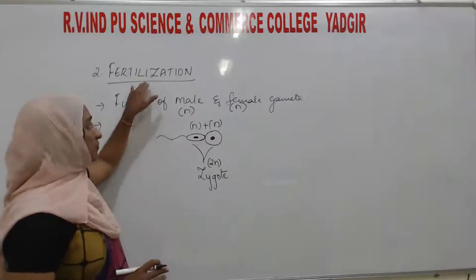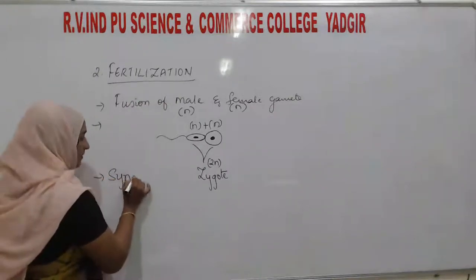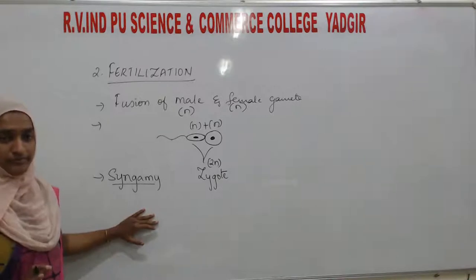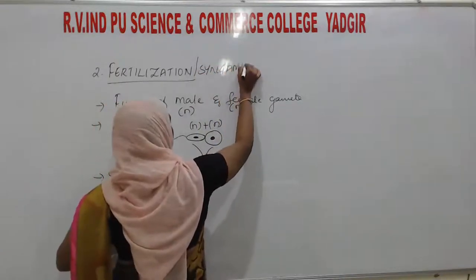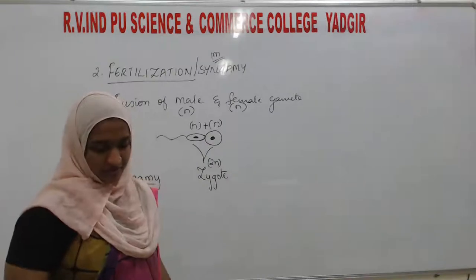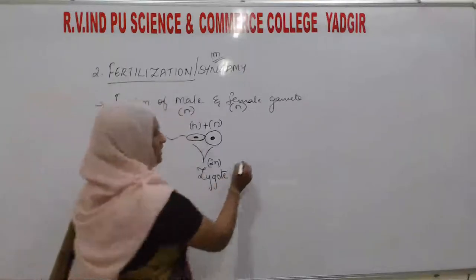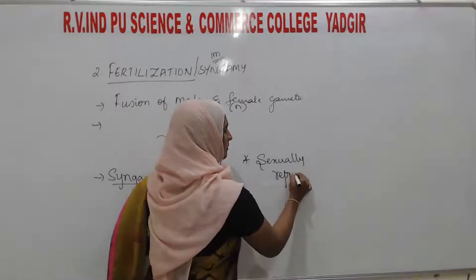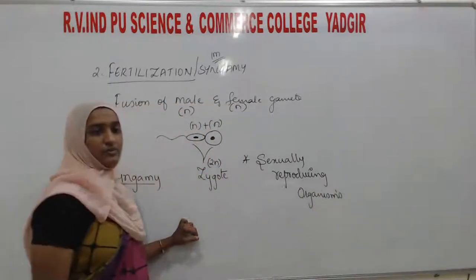One more term you can use for fertilization is syngamy. The words syngamy and fertilization are similar, so don't be confused. They may use syngamy as well as fertilization. Sometimes they will ask for one mark: what is syngamy? It is the fusion of male and female gamete. Fertilization takes place in sexually reproducing organisms.